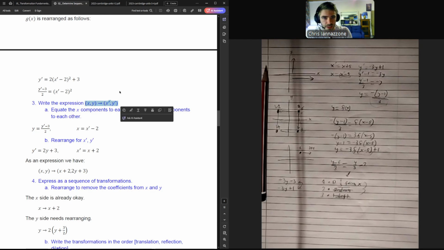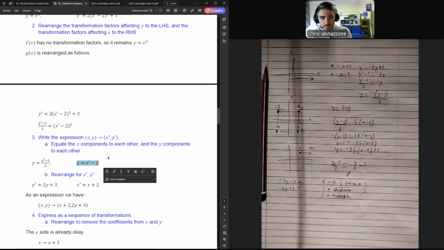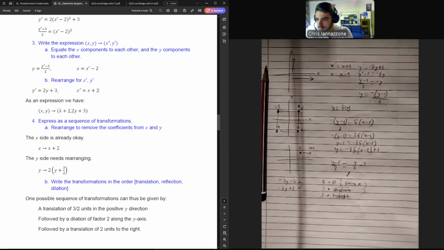Once again, look at the x and y components of each other. So here's the y component, there's the y component of the first, y component of the second, equate them. X component of the first, x component of the second, equate them. Get x prime and y prime on their own, and you get your expression.